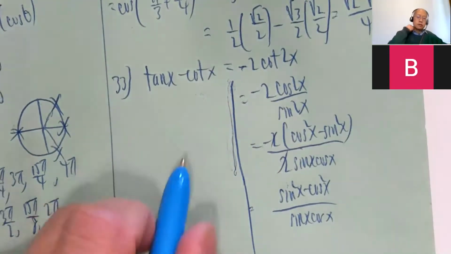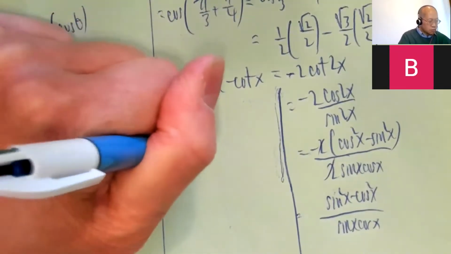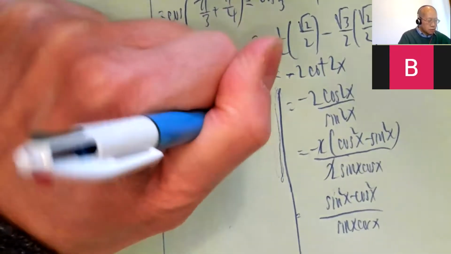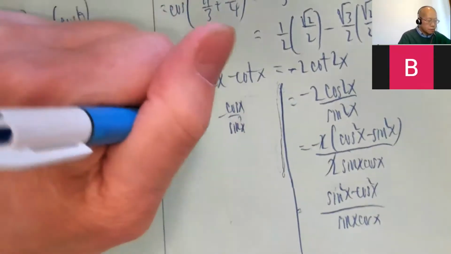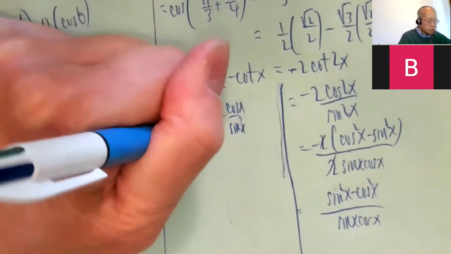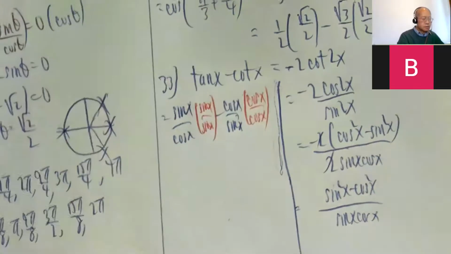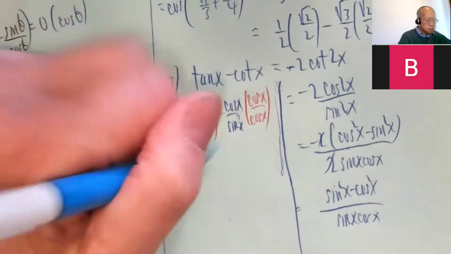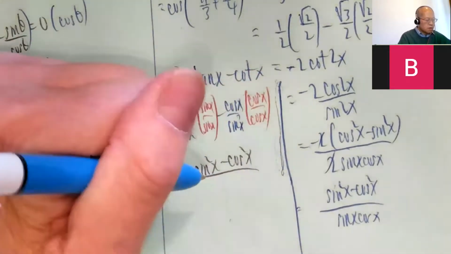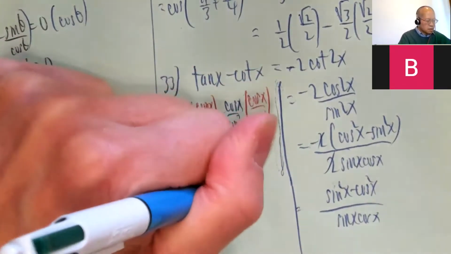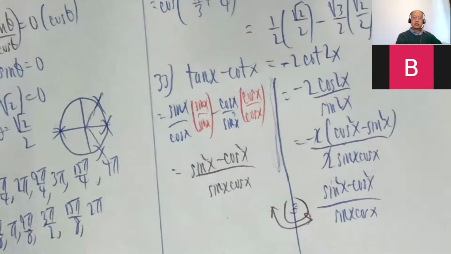So I'll leave that alone. Change this side to sines and cosines: sine x over cosine x minus cosine x over sine x. Common denominator: multiply by sine x over sine x and cosine x over cosine x. Sine squared x minus cosine squared x over sine x cosine x, and there it is. They do match.